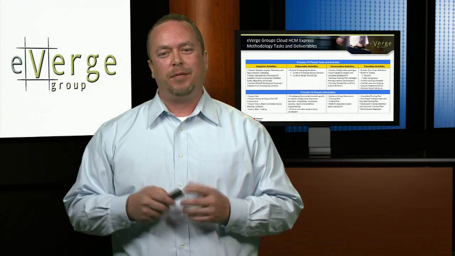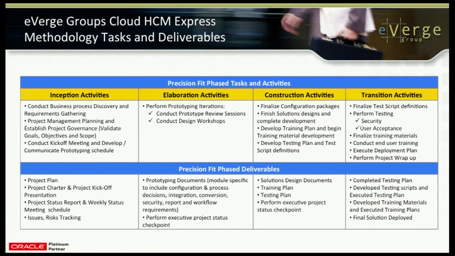Talk a little bit about the tasks or activities and the deliverables that fall within the different phases of precision fit. I'm not going to spend a lot of time on the details here, but I do want to point out that every opportunity is a little bit different in nature. Some deliverables may fall within a specific implementation, some may not. We may take responsibility for more deliverables on a specific implementation than the customer. It really just depends on how that opportunity has shaped up in the beginning.